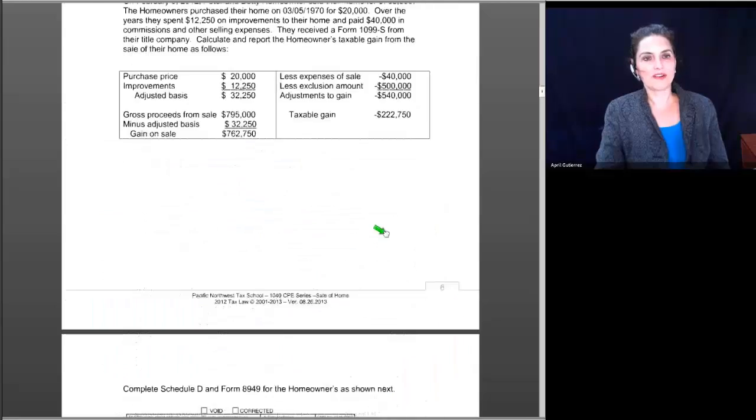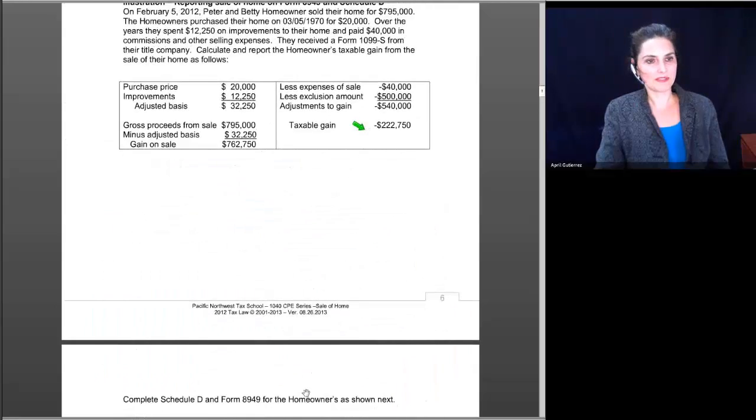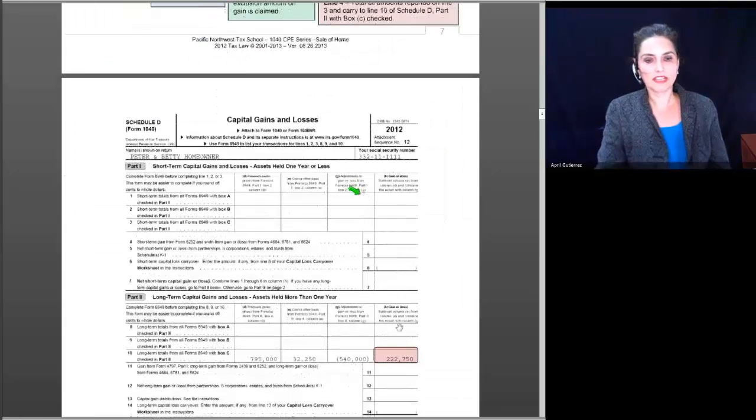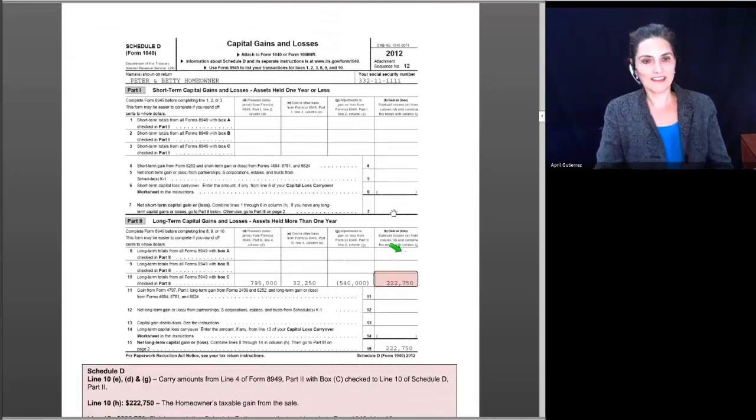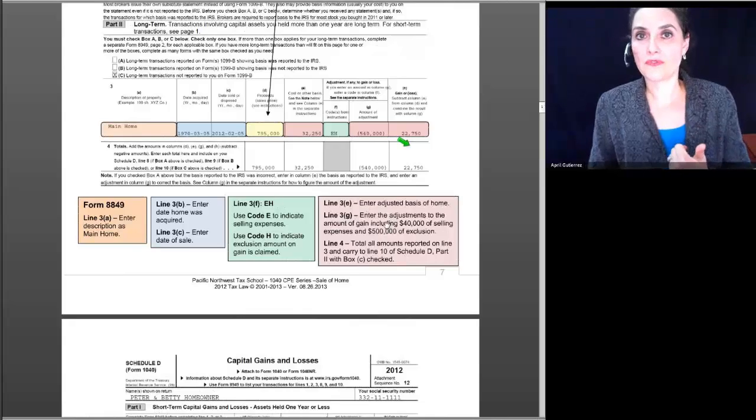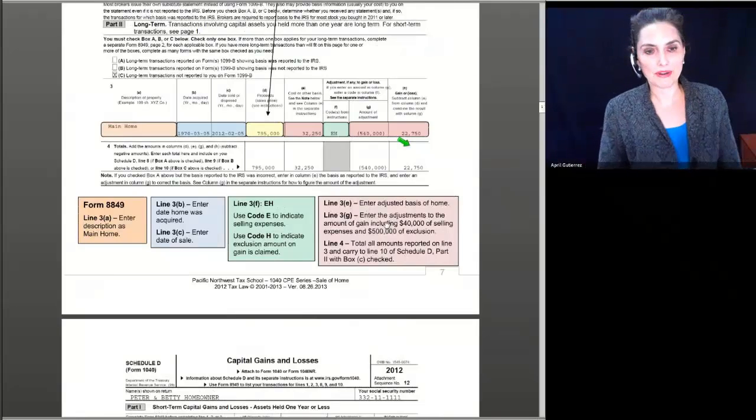I think I've got an error up top. April's math is off somewhere. So here we have the gain, $22,750. It's taxable, and so we're going to carry that over. It's just this form that's wrong. I know why it's wrong. Drake couldn't do the form, and so I was manually entering numbers.